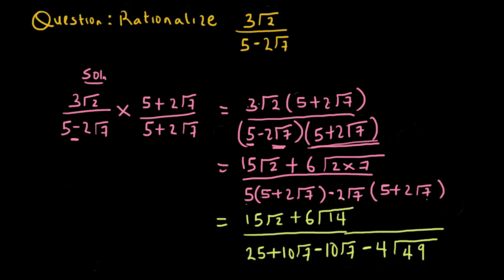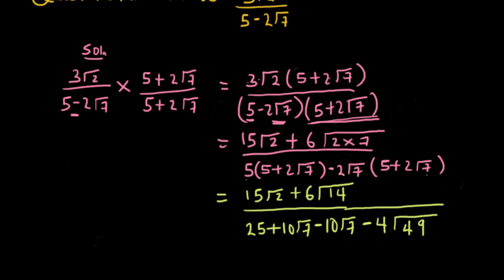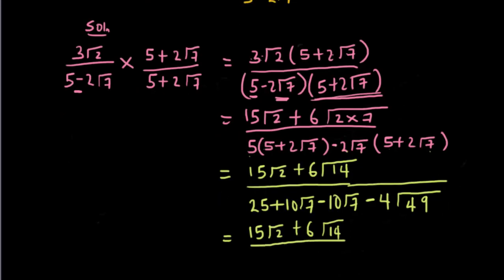Do you understand? So it means that we have equals to 15 root 2 plus 6 root 14 all over 25 plus 10 root 7 minus 10 root 7. They will cancel out because they are of different sign and they are the exact thing. So we are left with minus 4. Root 49 is 7 because 7 times 7 is 49. So we have 4 times 7.